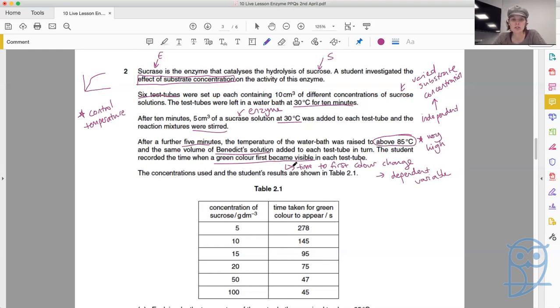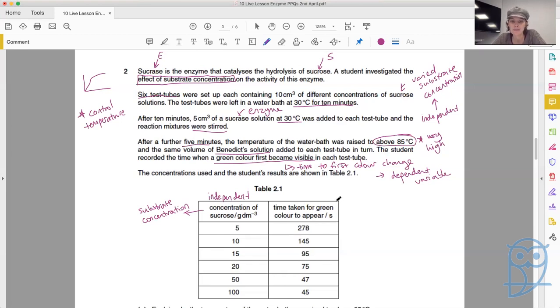Right, so the concentrations used and the student's results are shown in table 2.1. There's our concentration of sucrose, grams per dm cubed, and it's our independent variable, sitting nice and happily on the left. This is our substrate concentration. And time taken for green color to appear in seconds. We don't want minutes and seconds, we want seconds only.